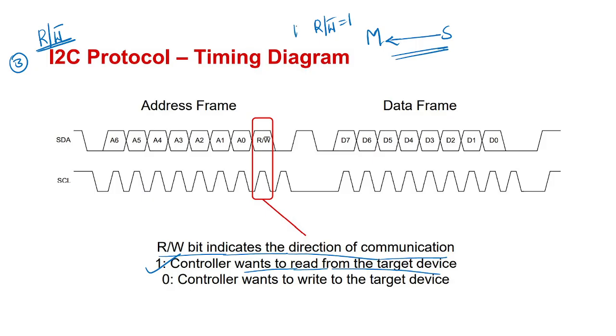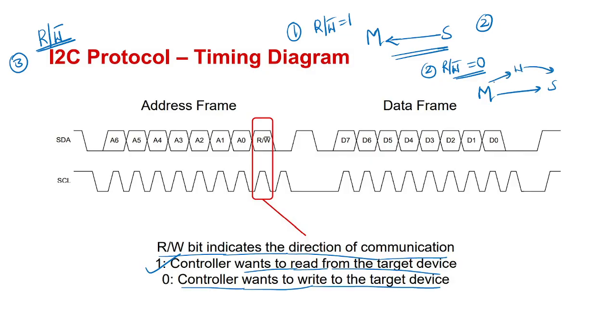This is the first condition. Second condition: when read by write bar equals 0, the controller wants to write to the target device. There is a master and next there is a slave, so the master can write the data into the slave. So this is the third condition.